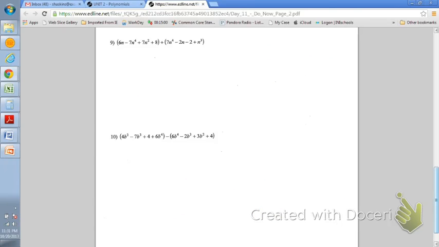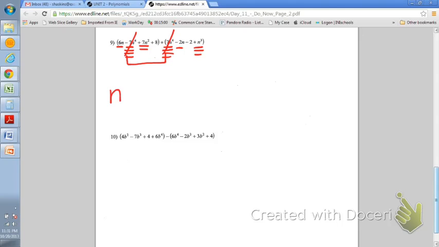Alright, question number 9. The operation is addition, so just go through and underline your degrees. First, fourth, second, constant, fourth, first, constant, and third. Combine like terms. Fourth degrees go first. 0 pairs. Then you're ready for third degree.